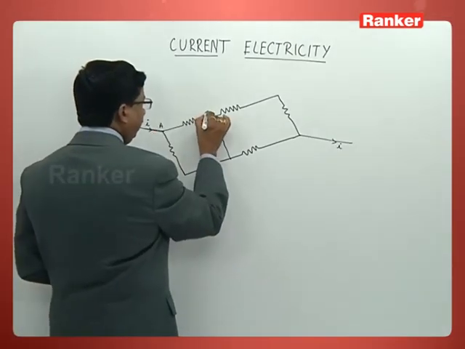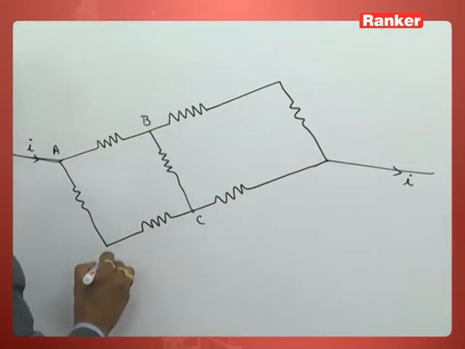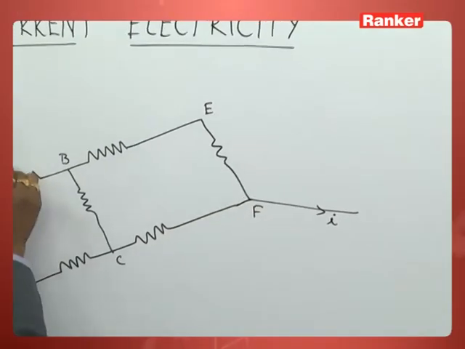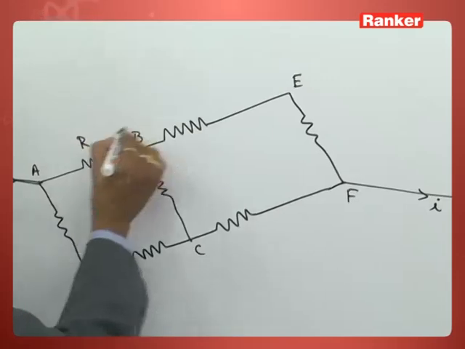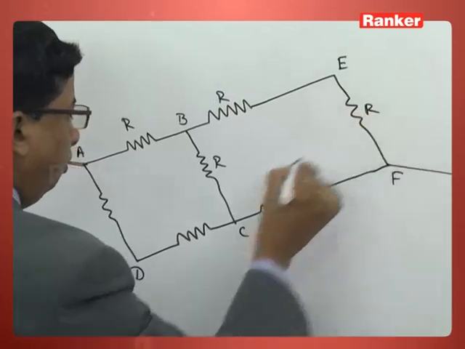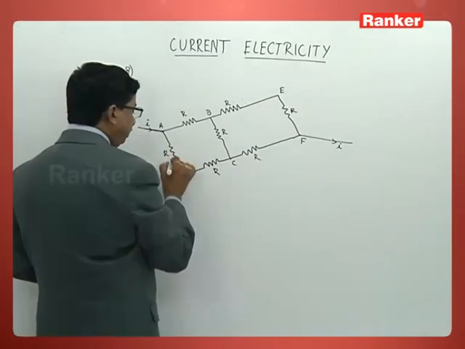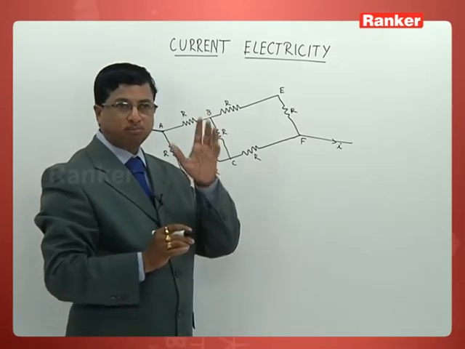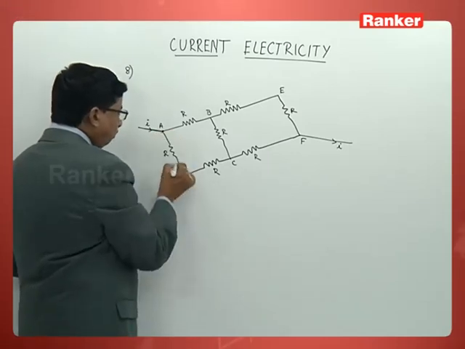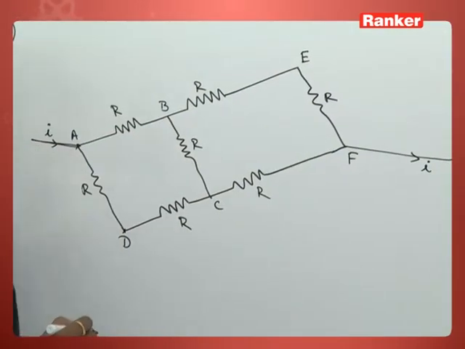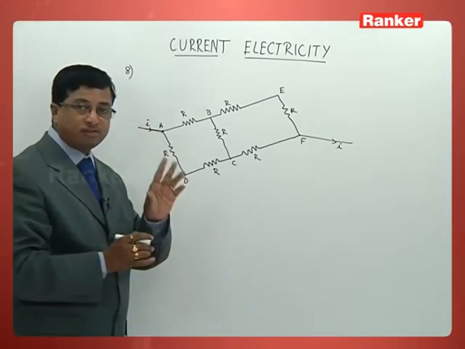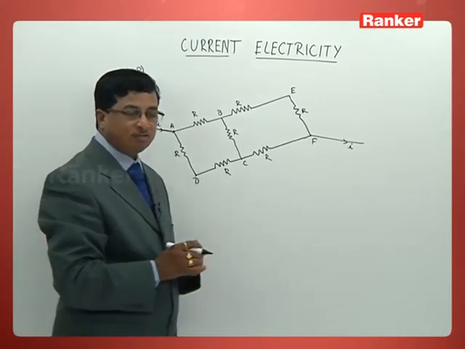Given that this is A, B, C, D, E and F. Each resistance is R like given. Every value is R only. And it is mentioned in the problem, each resistance is equal to 10 ohm. So let me read the answers also. His question is what? What is the current in this branch? That is the question. Current in the arm AD. And options are given this way.